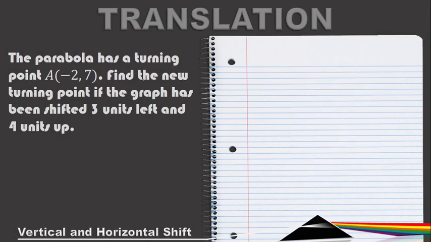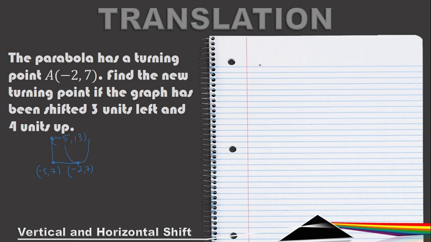The parabola has turning point at minus 2 and 7. Find the new turning point if the graph has been shifted 3 units left and 4 units up. So we have this point over here, the turning point for our parabola. It's minus 2 and 7. Now, first of all, we shifted 3 units left. So it goes left 3 units. So that means if you're on minus 2, you go 3 back, and that leaves you at minus 5 and 7. And then 4 units up. So going 4 units up, if we add 4 to this value, we have minus 5 and 13.